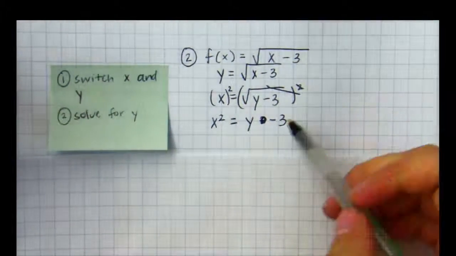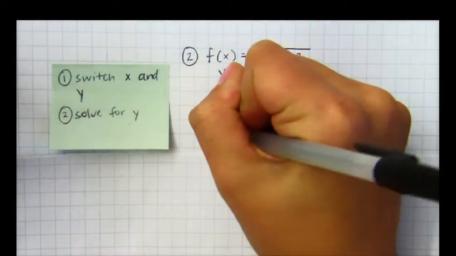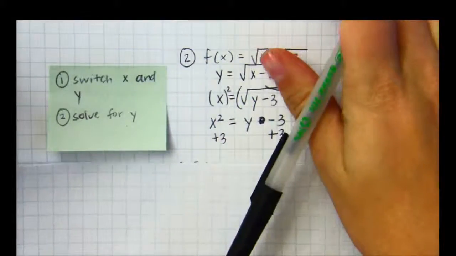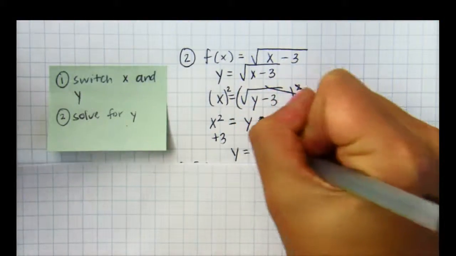Okay, now I've got to get rid of this minus 3, so to do that I'm going to add 3 to both sides, so that I end up with y is equal to x squared plus 3.